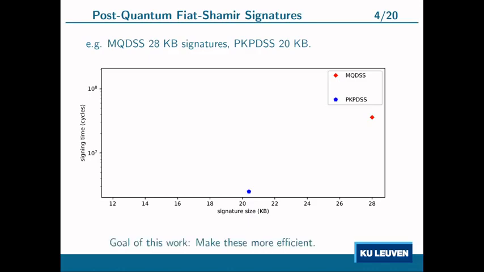In this work, we make Sigma protocols which have a lower soundness error, and therefore they have to be repeated a lower number of times in order to get soundness, which will eventually result in more efficient signature schemes.